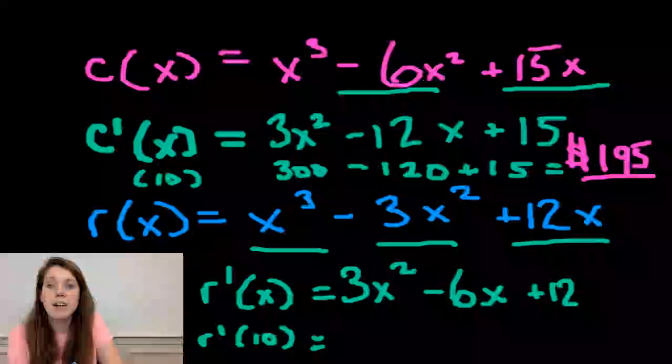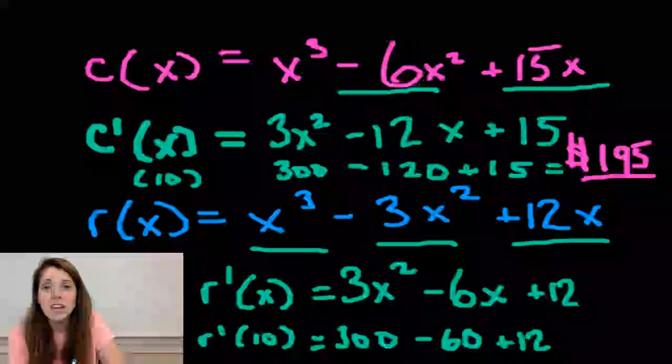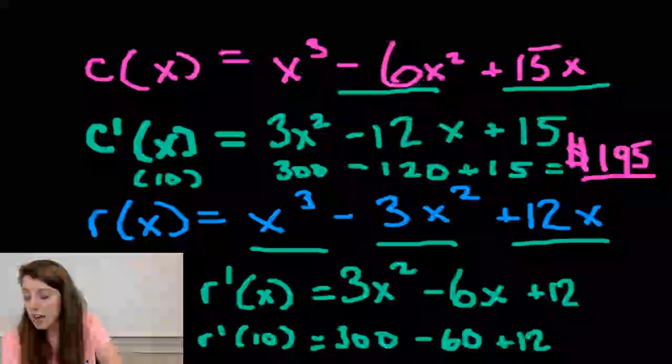And that would be x squared, so 10 squared would be 100, times 3 would be 300, minus 60, right? 6 times 10, plus 12. And that is actually going to give us a change in revenue of $252.